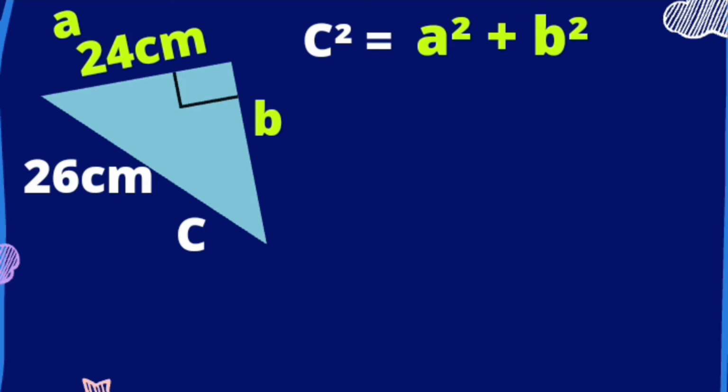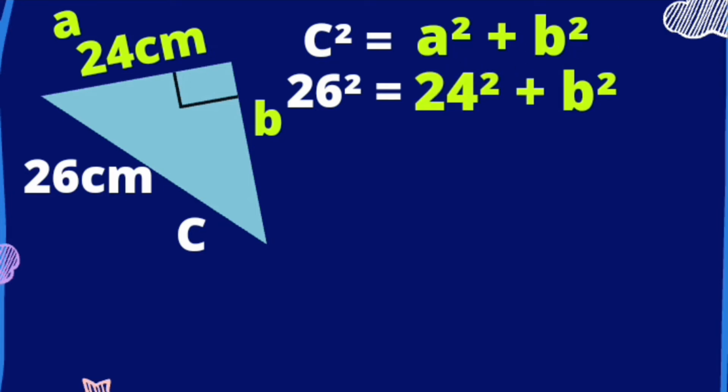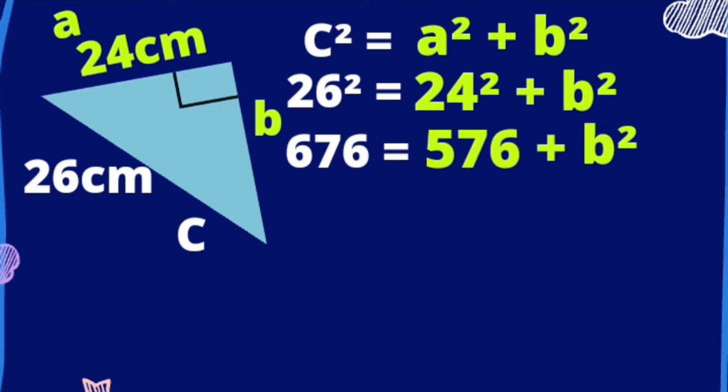Let's plug in the values. C is 26. Hence, we would have 26 squared when we replace it with C. A is 24, hence we would have 24 squared plus B squared. Now 26 squared is equal to 676 and 24 squared is 576. Now to find B squared, we have to make B squared stand alone.